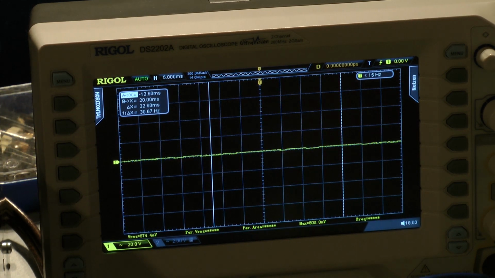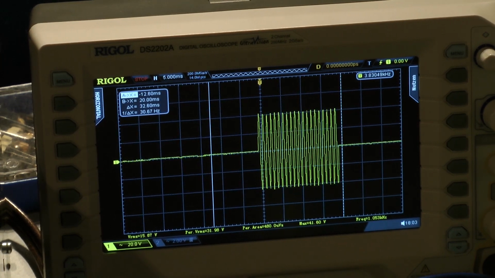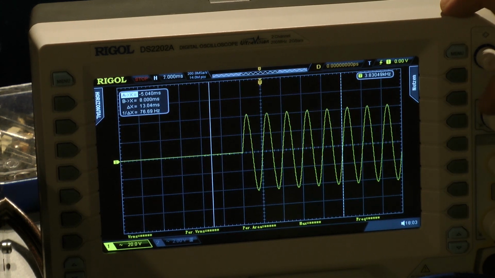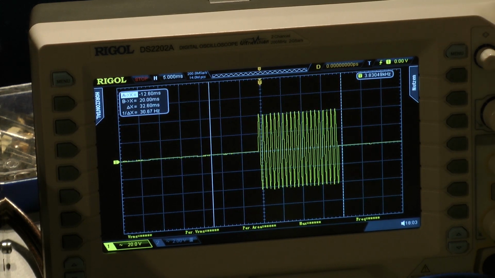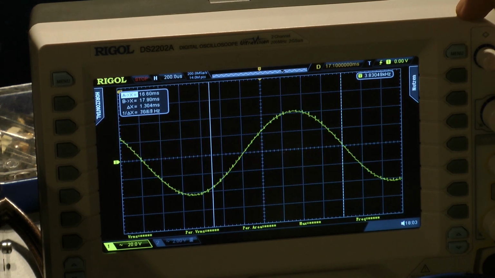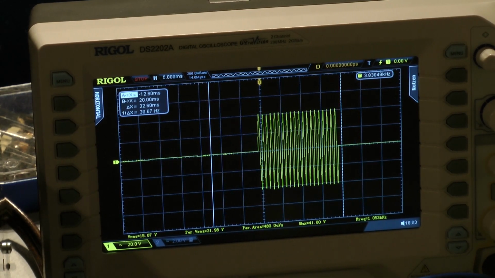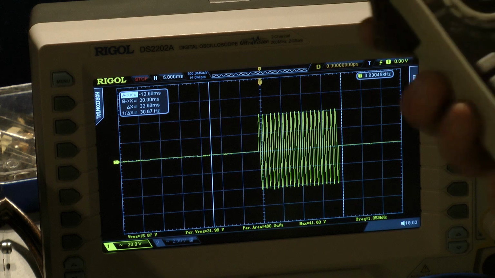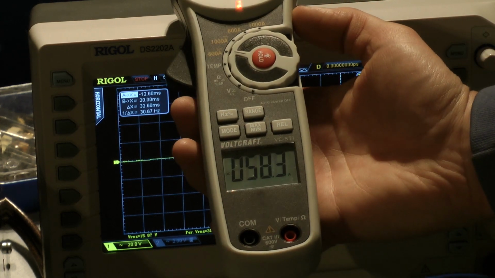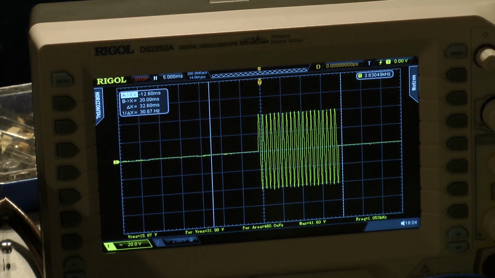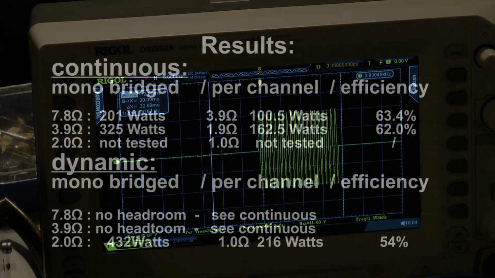Dynamic power testing mono 2 ohms. So I have also 20 cycles, all the same level, all free of clipping. Last cycle should also be free of clipping. Okay, that's good. And I have a maximum voltage of 41.6 volts, and this is 432 watts. And the amp pulled 58.3 amps, and then we have an efficiency of around 54%.